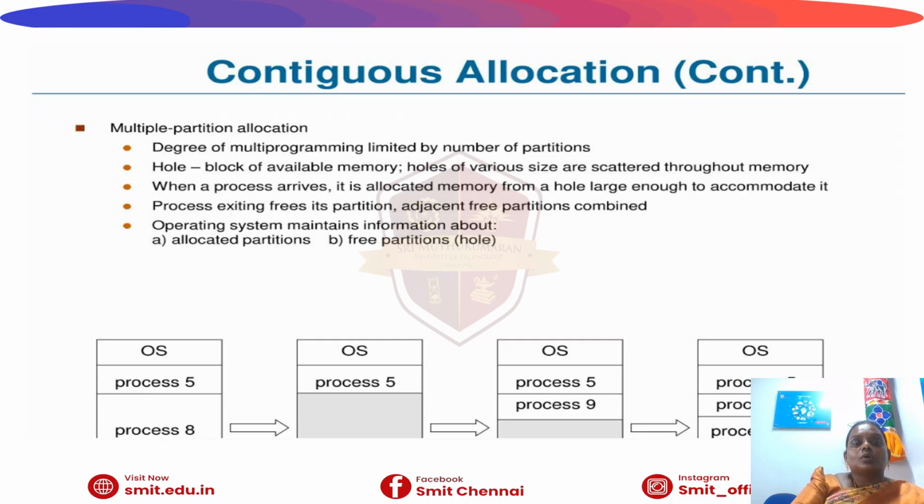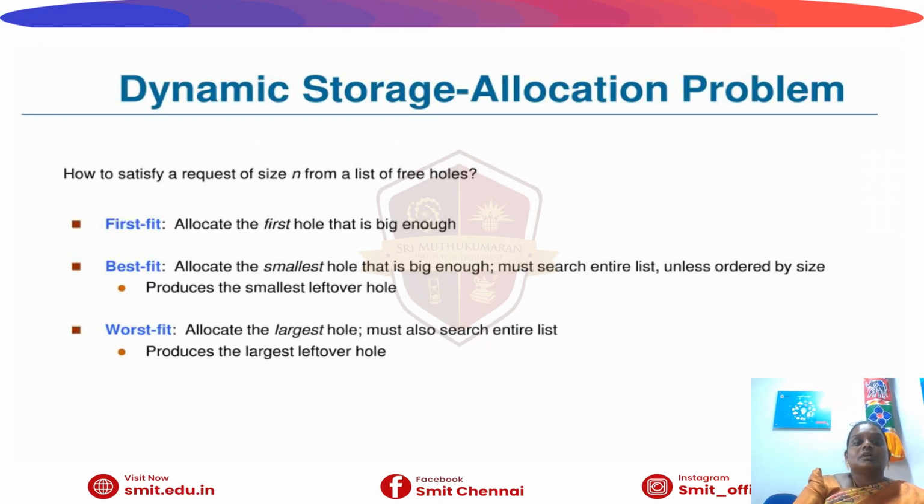And then holes, blocks of available memory of various sizes, are scattered throughout memory. The operating system mainly maintains information about allocated partitions and free partitions. In the dynamic storage allocation problem, how do we satisfy a request of size n from a list of free holes? First fit, best fit, and worst fit. First fit allocates the first hole that is big enough, best fit allocates the smallest hole that is big enough, and worst fit allocates the largest hole. Must also search the entire list.